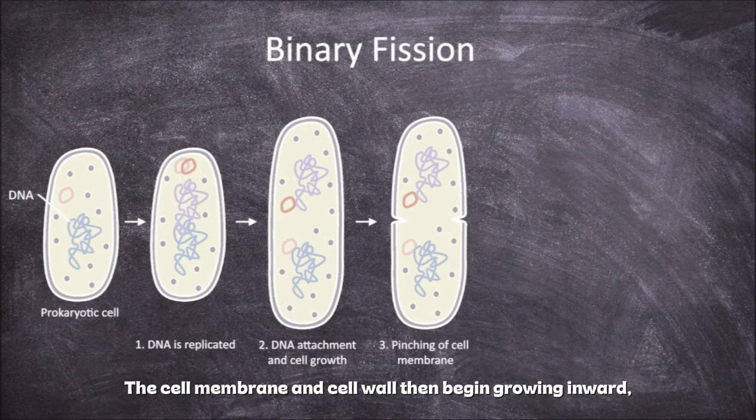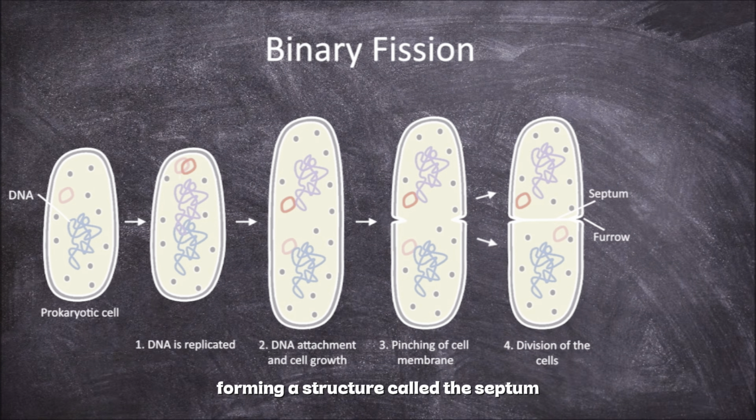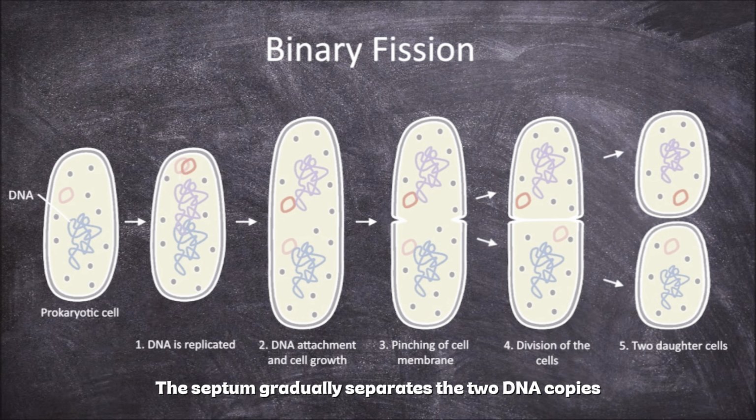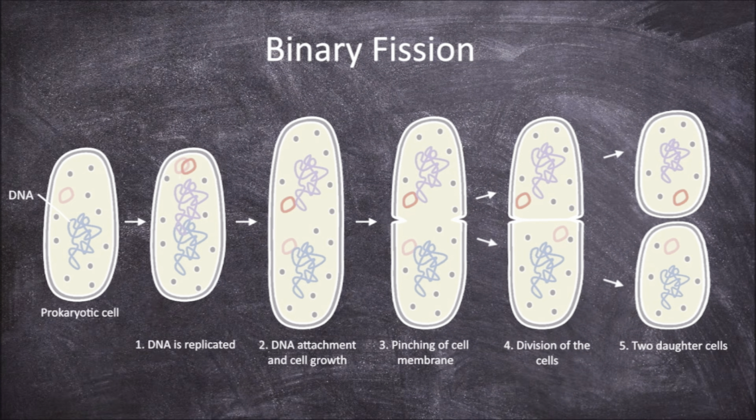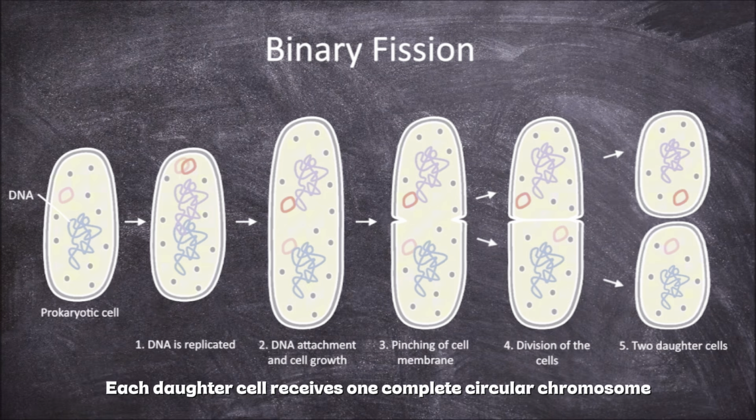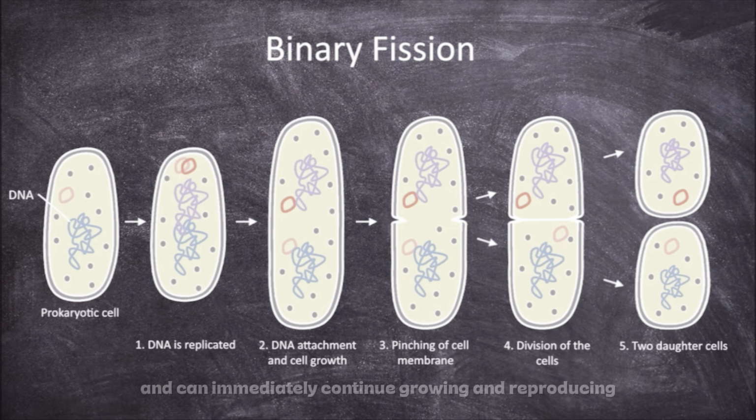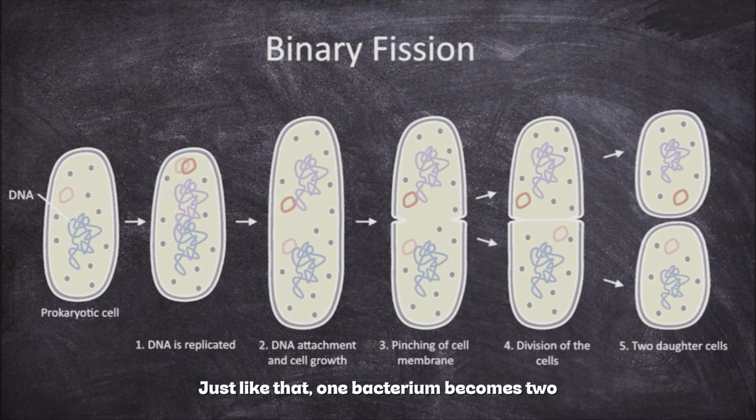The cell membrane and cell wall then begin growing inward, forming a structure called the septum. The septum gradually separates the 2 DNA copies into different sections of the cell. Each daughter cell receives one complete circular chromosome and can immediately continue growing and reproducing. Just like that, one bacterium becomes 2.